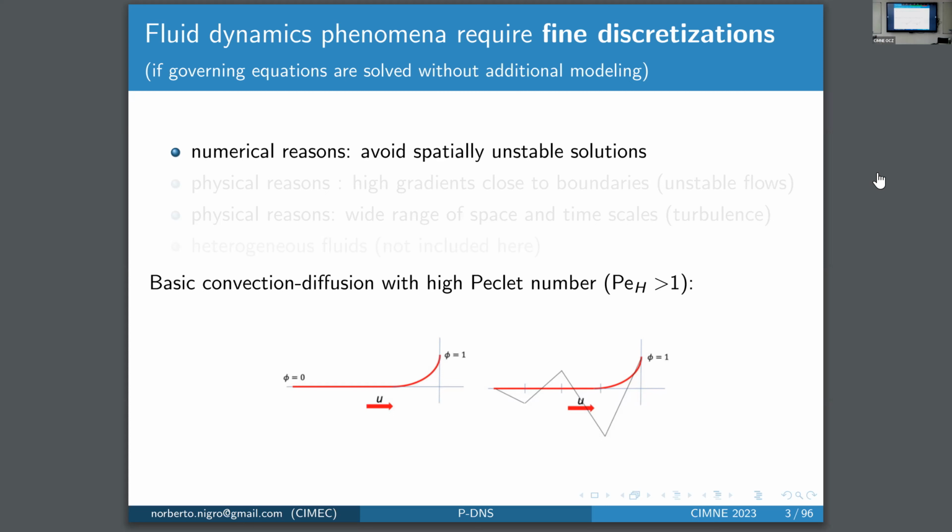The main focus is to avoid spatially unstable solutions, because you know that the scalar transport problem, especially in advection dominated flow, needs stabilization. So this is one of the main features of pseudo-DNS: it avoids completely the use of stabilization. It's not necessary to use it.